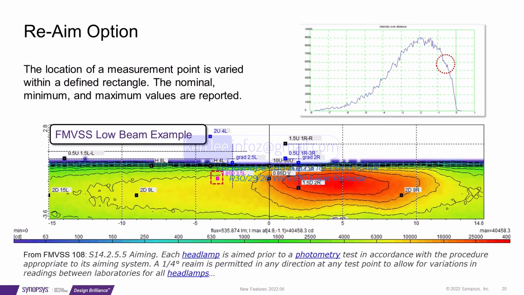FMVSS 108 allows for a 1/4 degree re-aim in any direction to fulfill the requirement. In this example, we see a red rectangle in the light distribution indicating the re-aiming range for the point 0.86D 3.5L. In the graph, we can see the variance in intensity for the specified re-aim range.